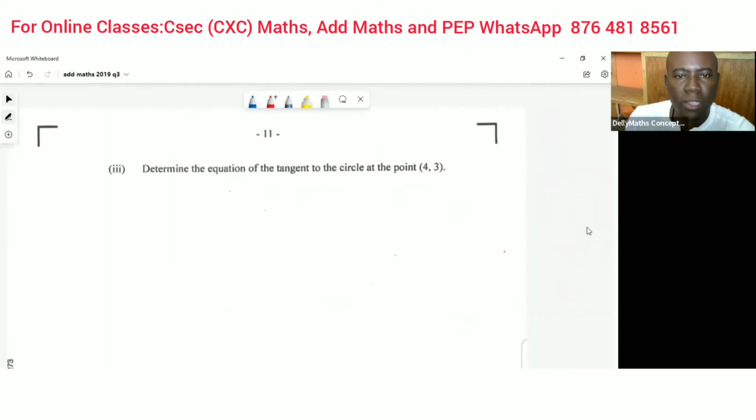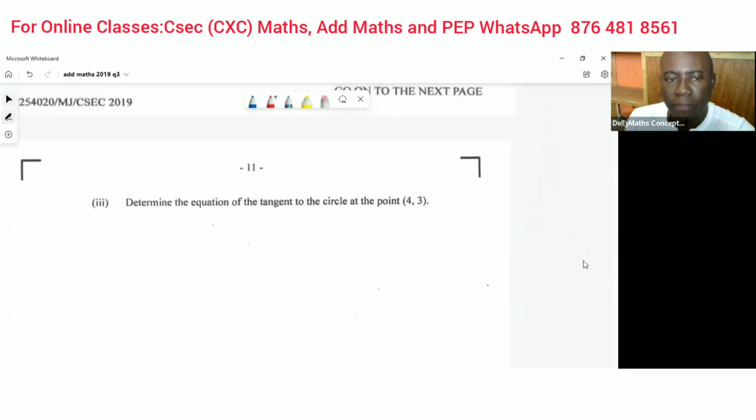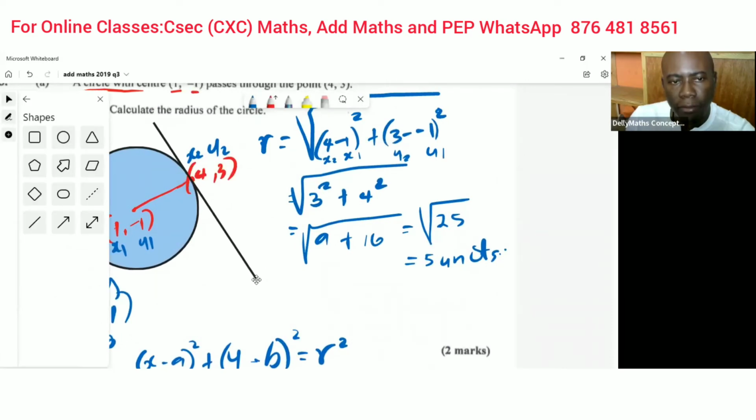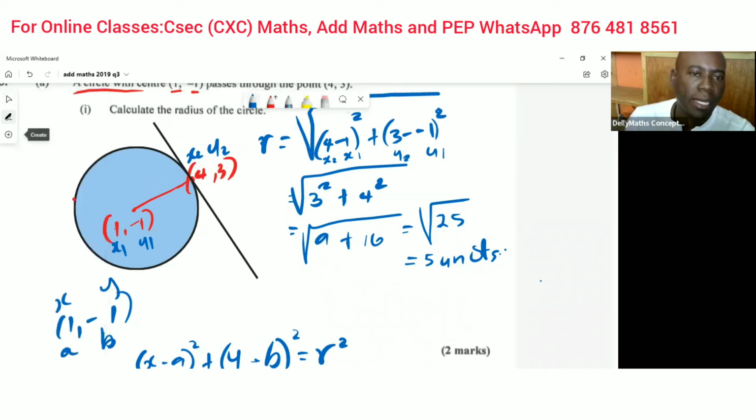The next question says determine the equation of the tangent line. If I'm going to determine the equation of the tangent line, let's go back to the concept here. Right where we have that here, we would have the tangent right there, right? The tangent line would be at a right angle to the radius. There's a right angle there to the radius. So we just need to find the gradient of the radius here. And after we find the gradient, we take the negative reciprocal of it to get the gradient for the tangent.